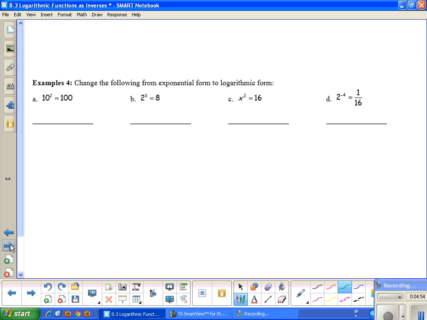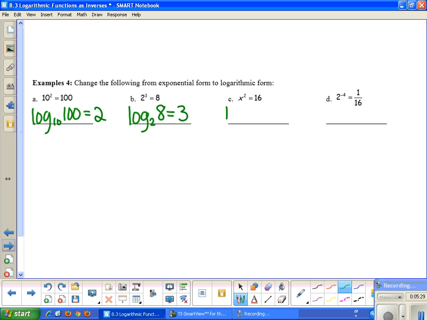So let's do some examples. We want to change the following from exponential form to logarithmic form. So what I would do is pause the video and see if you can do these on your own, and then unpause it and we'll do it together. So the first one in logarithmic form would be the log, the base is 10, so the log base 10 of 100 is equal to a value of 2. For the next one, this would be the log, and the base in this case was 2, so log base 2 of your answer equals the exponent. So log base 2 of 8 would be equal to a value of 3.